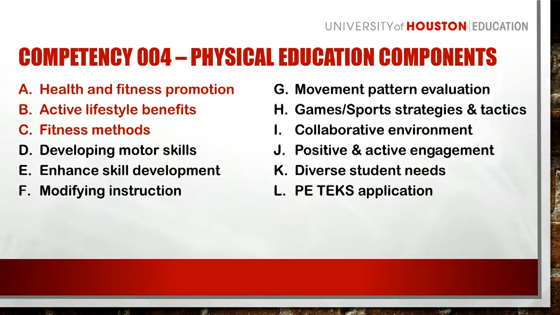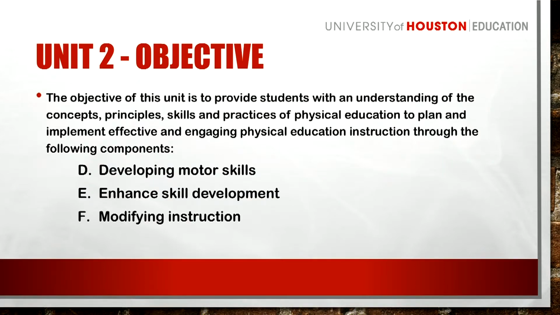We've already covered components A through C, which are health and fitness promotion, active lifestyle benefits, and fitness methods. These components include developing motor skills, enhanced skill development, and modifying instruction. So let's recap what the objective is for this unit.